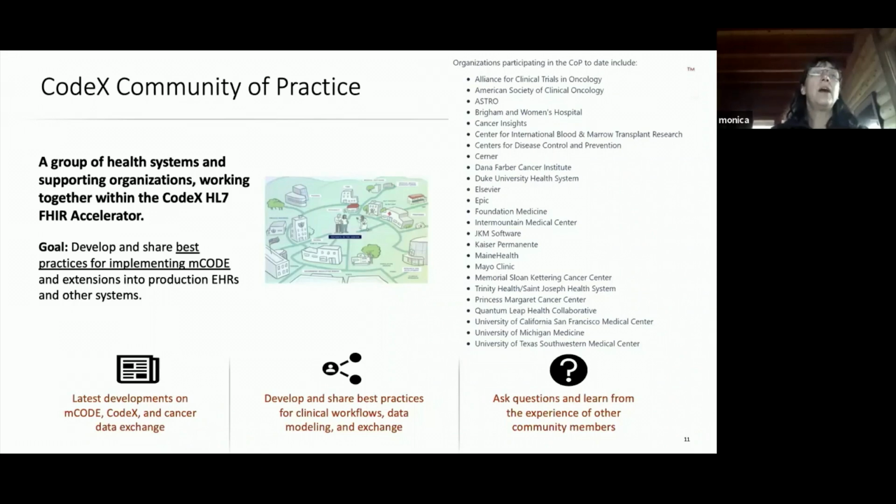And then across the bottom, you can see some of the things that the community of practice provides in web-based learning sessions, latest developments on mCODE, Codex, and cancer data exchanges. It's an environment where collaborators can work to share best practices for clinical workflows, modeling and exchange, and to ask questions and learn from each other as the mCODE data language grows.